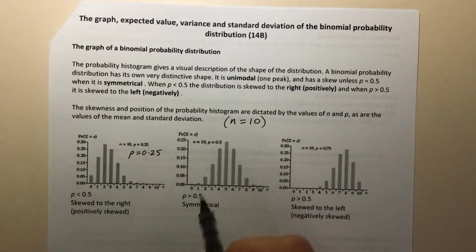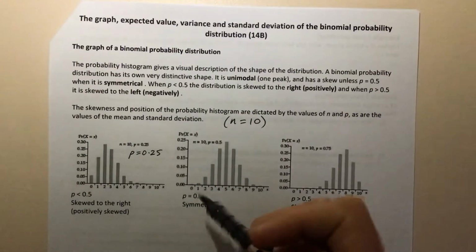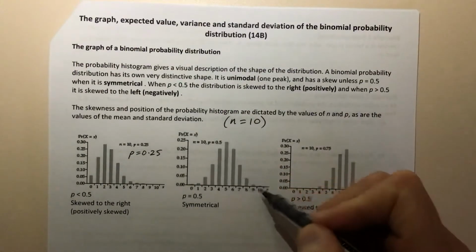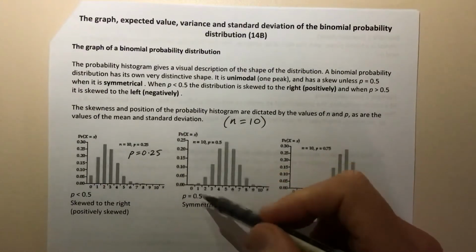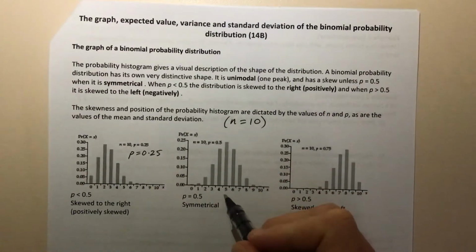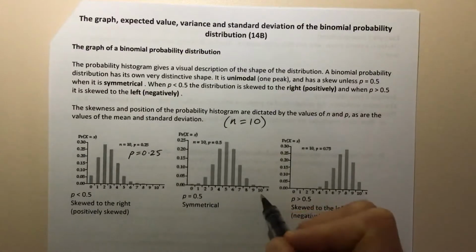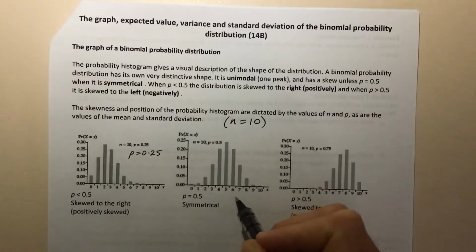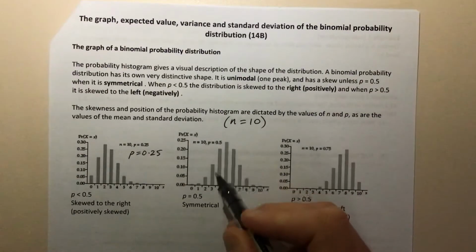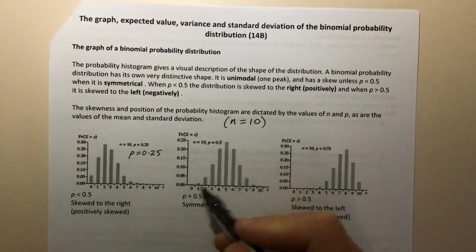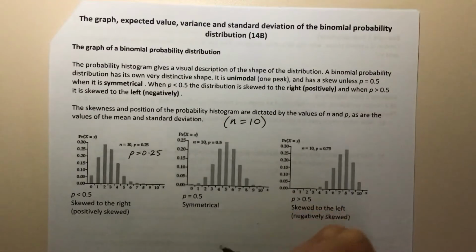If the probability of success is equal to 0.5, then the distribution of the probabilities will be symmetrical, because the most likely outcome is you'll get 5 successes out of 10. And then as you go either side of that most likely outcome, the probabilities decrease in a symmetric way on either side of 5.